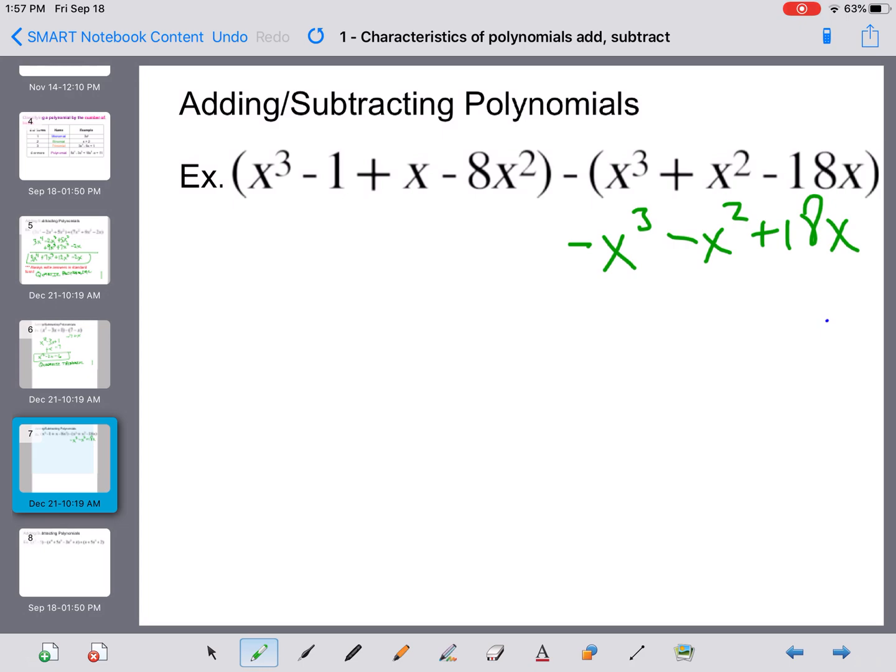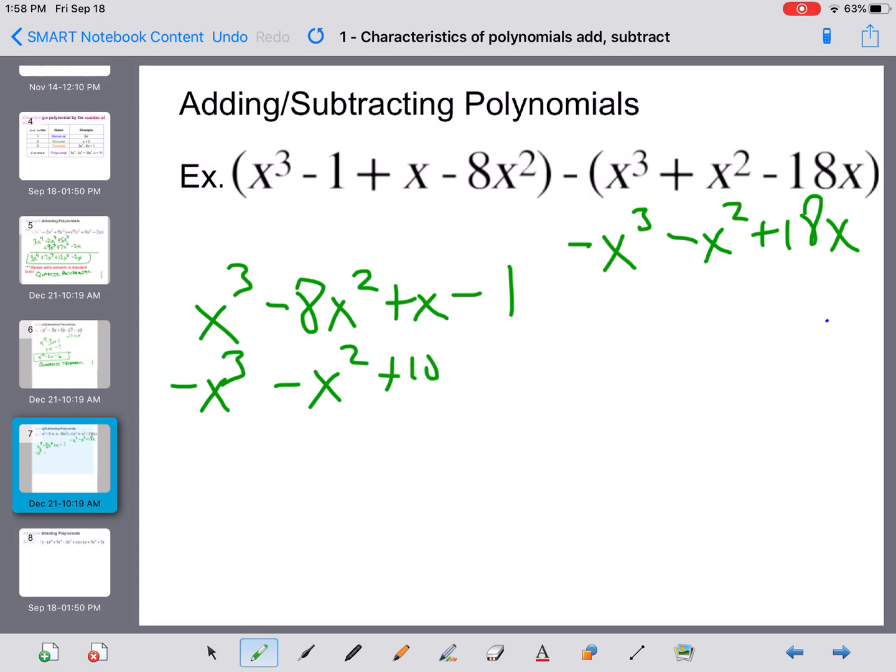So we're going to rewrite this first one in standard form. So we're going to say x to the third minus 8x squared, making sure that the minus stays with the 8x squared, plus x minus 1. And then we're going to rewrite the second polynomial in the proper vertical column. So we're going to say minus x to the third minus x squared plus 18x. And then we can combine these vertically.